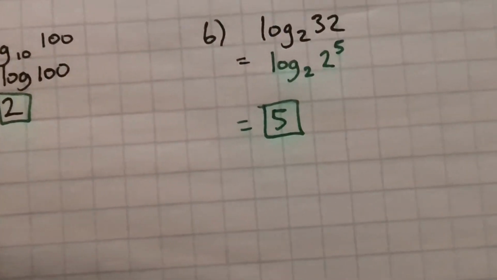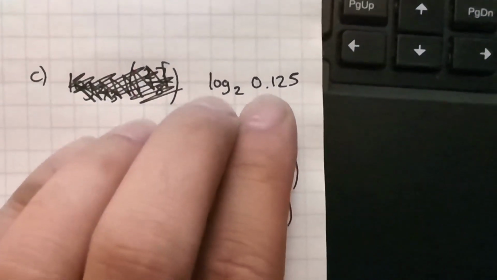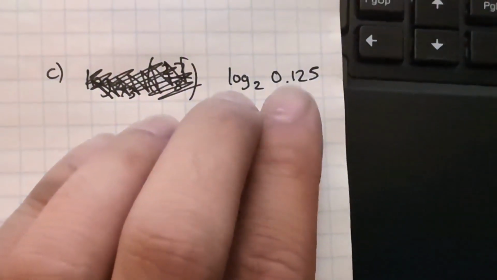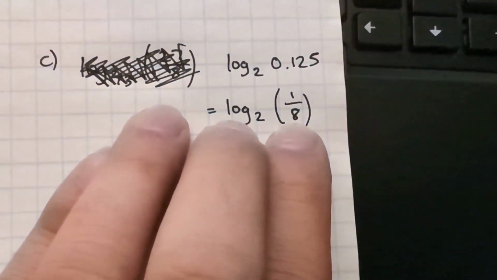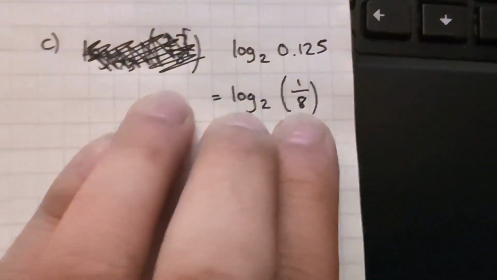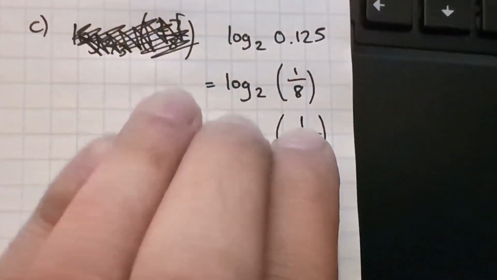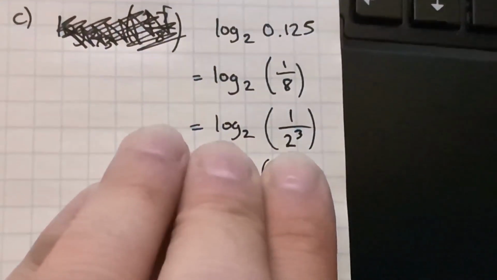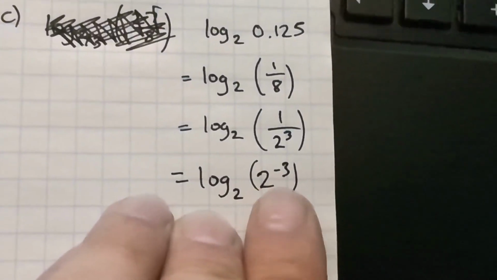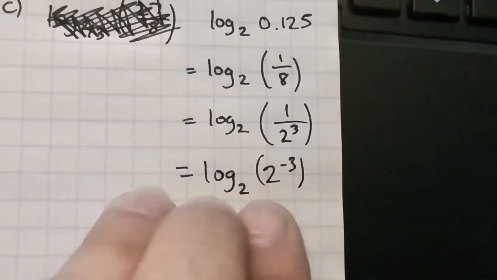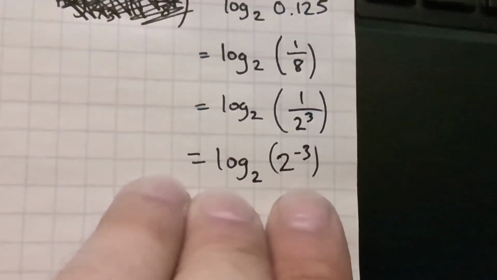And then part C, so we can use some of that same information here. Log base 2 of 0.125. And 0.125, that's the same as 1 over 8. Now, 2 to the power of something gives us 1 over 8. So we can try rewriting the 1 over 8 as an exponent of 2 as well. So 1 over 2 cubed. We can write that as 2 to the power of negative 3. So 2 to the power of something gives us 2 to the power of negative 3.